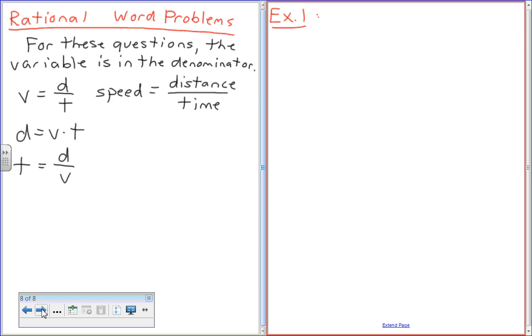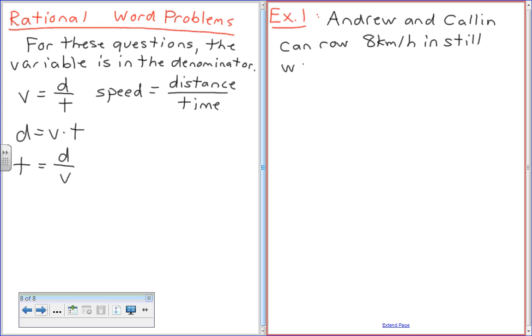Says Andrew and Callan can row 8 kilometers per hour in still water. Okay, what the heaven does that mean? What does still water mean?